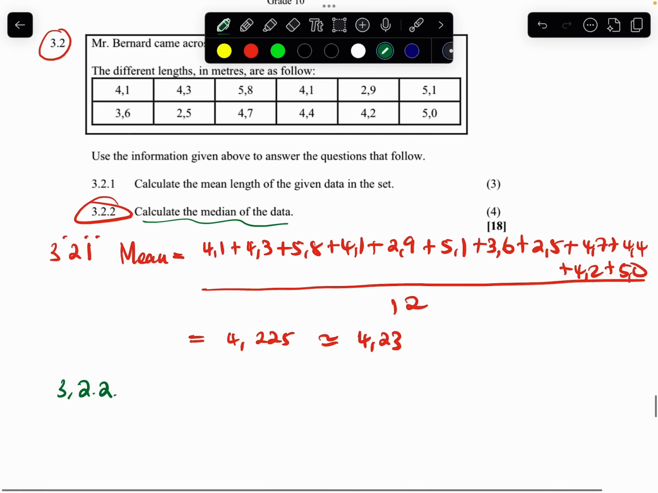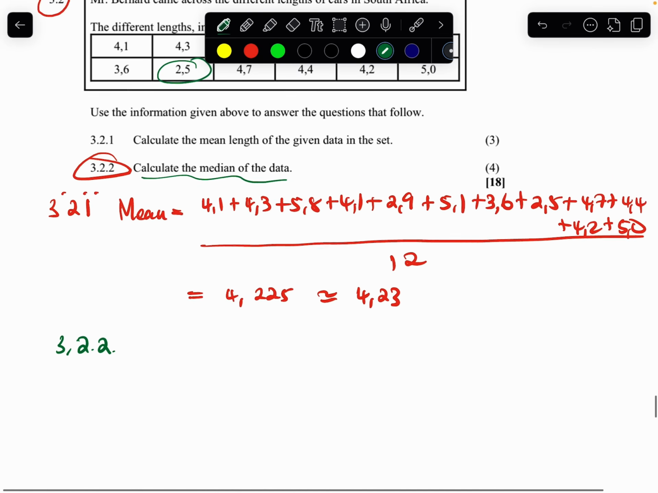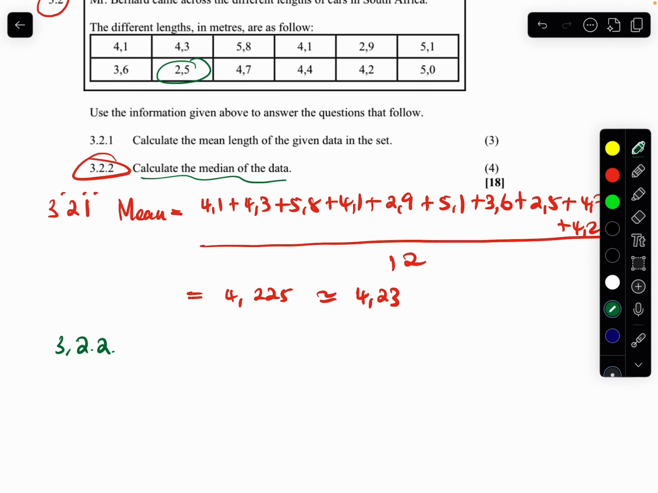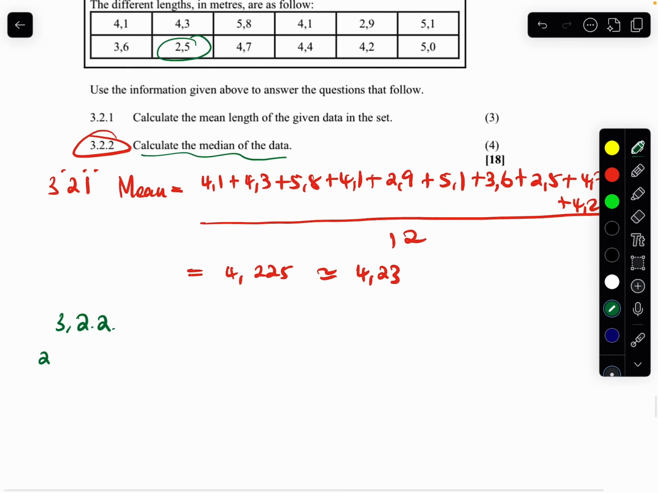3.2.2. I'm going to sort the data. I'm going to look for the smallest number here. The smallest number that I see here is 2.5. Let me write it here. It's going to be 2.5. And then the other twos. Where's the other two? It's 2.9. The one that follows is 2.9. And then 3. Where's the 3? We have a 3.6.